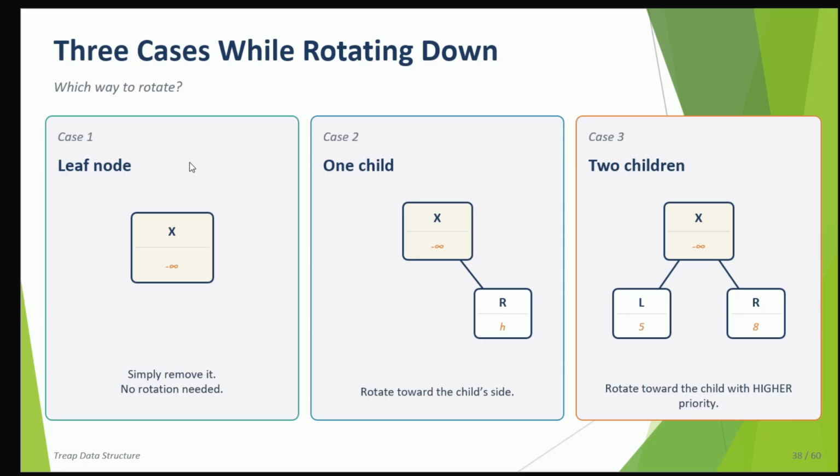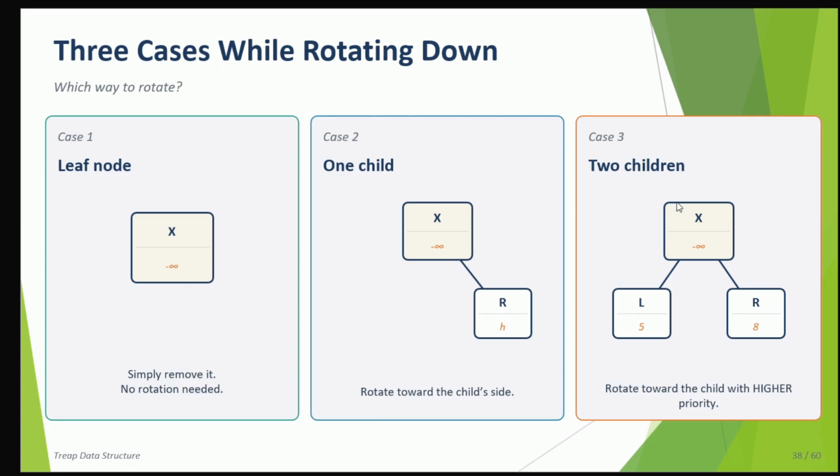Now deletion has 3 cases. The first case is the node itself is a leaf node. So we'll simply remove this node from the tree. The second case is the node contains a child. In this case, we will perform a rotation so that the child moves up and the parent goes down. And after that, we will simply remove the node.